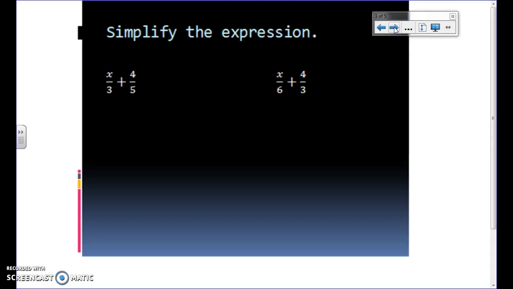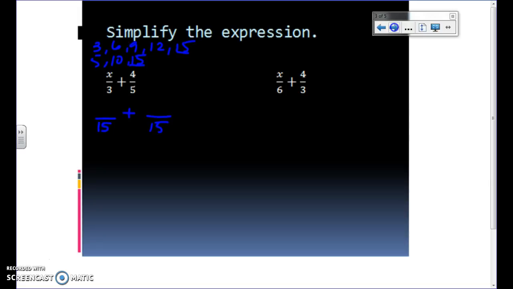So I just so happened to pick 3 and 5 on the last slide. We would like these to be in the same number of divisions. This x is divided into 3 parts, and this 4 is divided into 5 parts. But what I would rather have is them divided into the same number of parts. So you can make a list like we just did if you're not sure what the least common multiple is. Mr. Gillum has a pretty good grasp on his multiplication facts, so I know right away that 3 and 5 would share a least common multiple of 15.